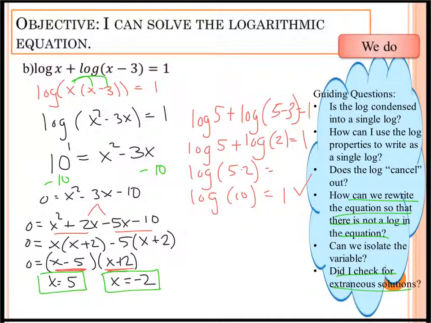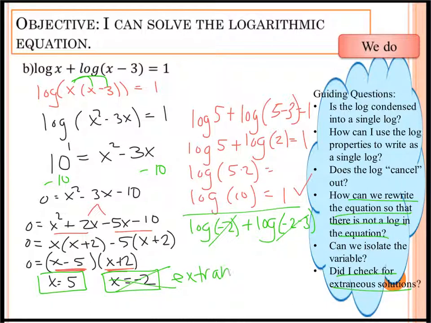Now I'm going to check 2, and I can already see there's going to be a problem because the argument of a log, or the thing that we're doing the log on, should not be a negative. It's not part of the domain. So this is not greater than 0, and that's not greater than 0. So that one is an extraneous solution. So we're not going to count that.